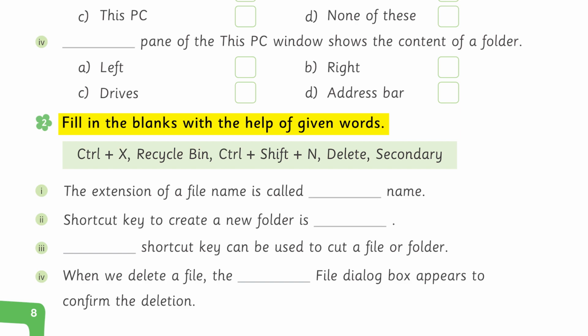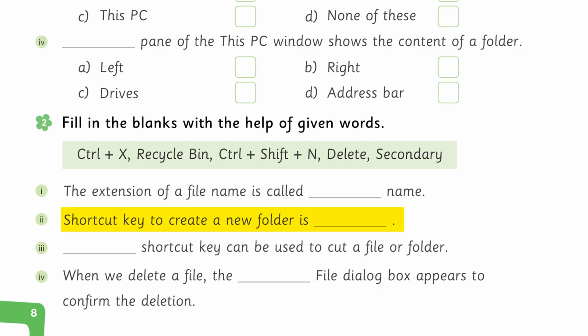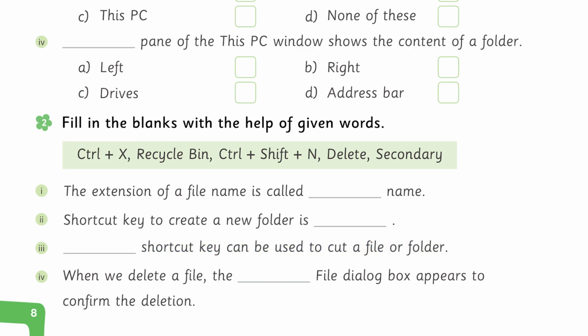Fill in the blanks with the help of given words. The given words are control plus X, recycle bin, control plus shift plus N, delete and secondary. Blank 1. The extension of a file name is called secondary name. Blank 2. Shortcut key to create a new folder is control plus shift plus N. Blank 3. Control plus X shortcut key can be used to cut a file or folder. Blank 4. When we delete a file, the delete file dialog box appears to confirm the delete file.